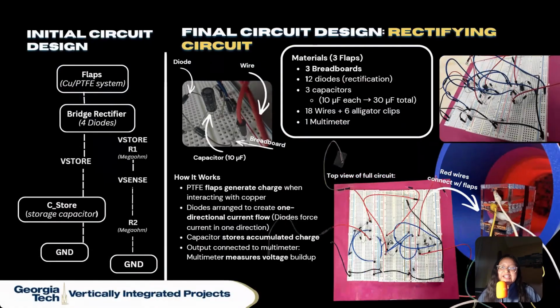Now, to actually use that energy, I designed and built the rectifying circuit. The flaps generate alternating current, which normally cancels itself out. So that's when I use diodes to force current to flow in one direction, from anode to cathode, preventing that cancellation. Then capacitors store the energy over time, and we use three 10 microfarad capacitors in parallel, giving us a total of 30 microfarads, as shown in the image, which lets us measure stable voltage buildup, which we measure using a multimeter.